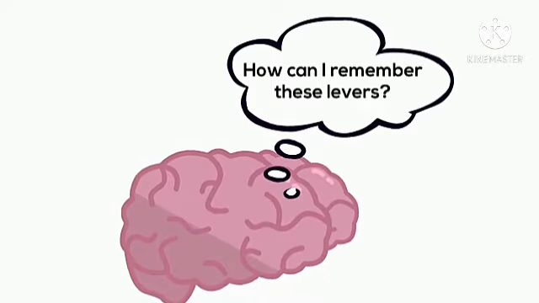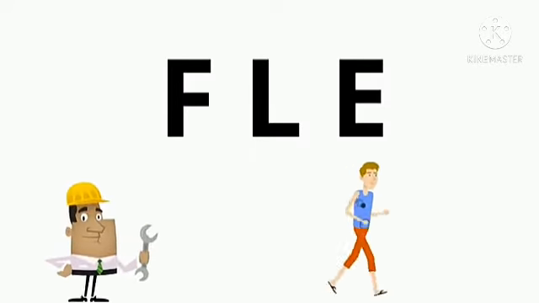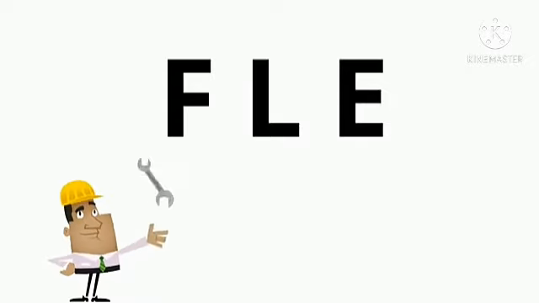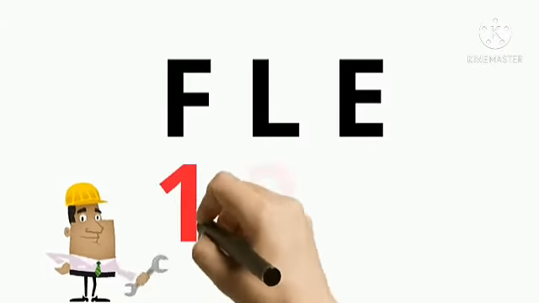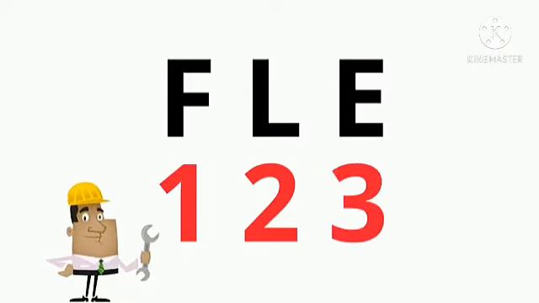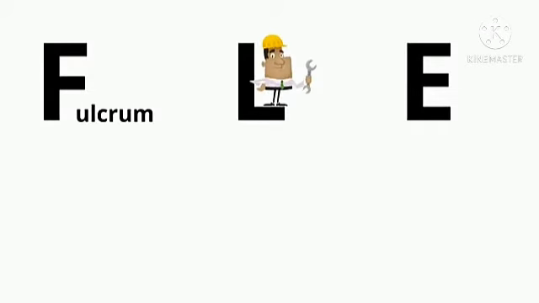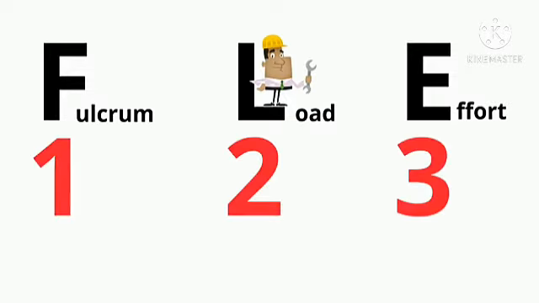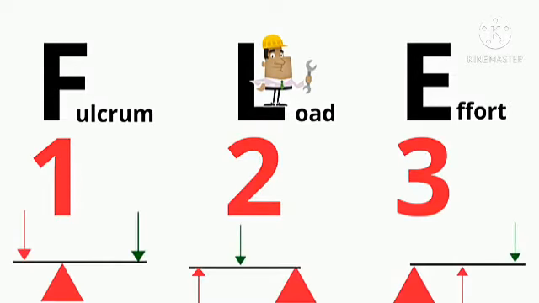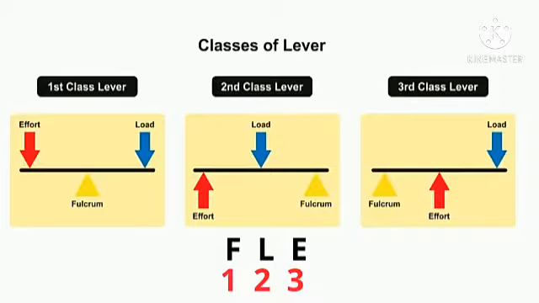How can I remember these levers? So let's see. Just write FLE. F for fulcrum, L for load, and E for effort. So let's see how it works. F for fulcrum, L for load, E for effort. So don't forget that. You write 1, 2, 3 under FLE.